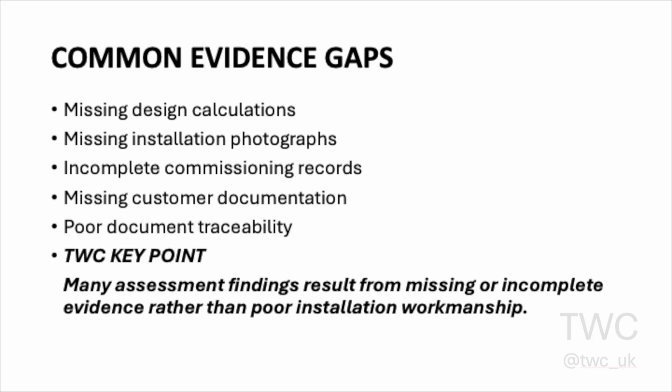In many cases, assessment findings arise because evidence is missing or incomplete rather than because the installation itself is defective. Common examples include missing design calculations, missing photographs, incomplete commissioning records, and gaps in customer documentation. Maintaining complete and traceable records helps reduce the likelihood of these issues arising during assessment.